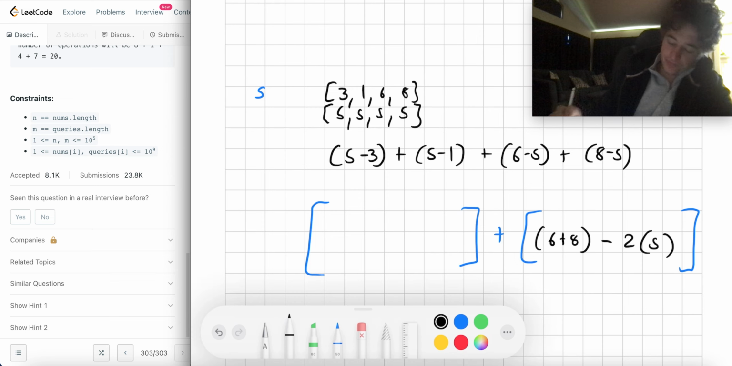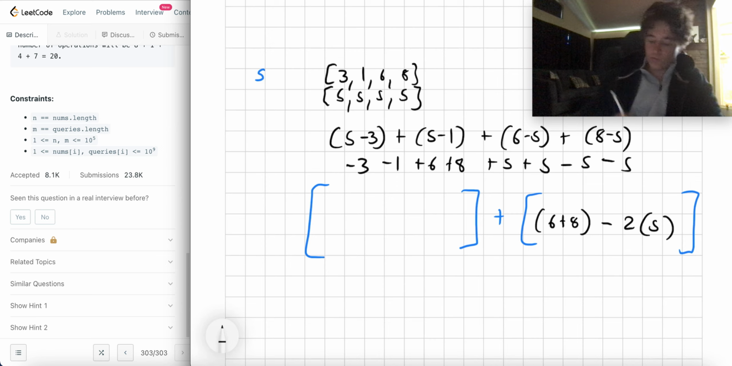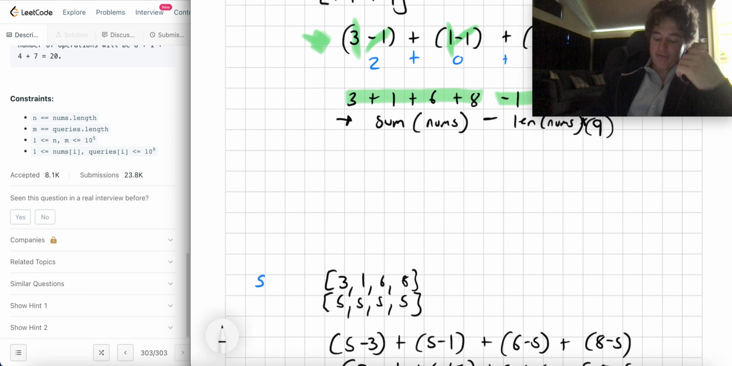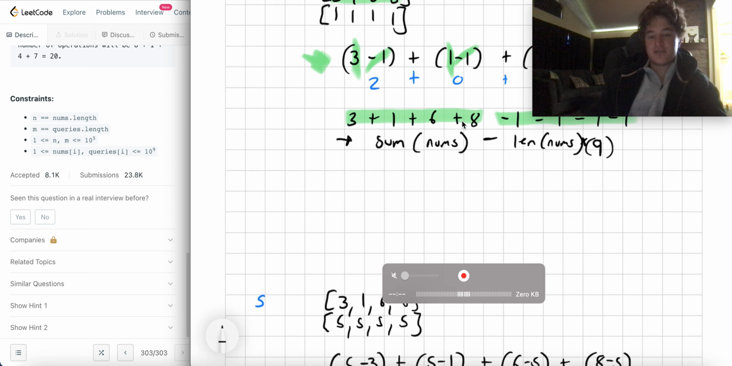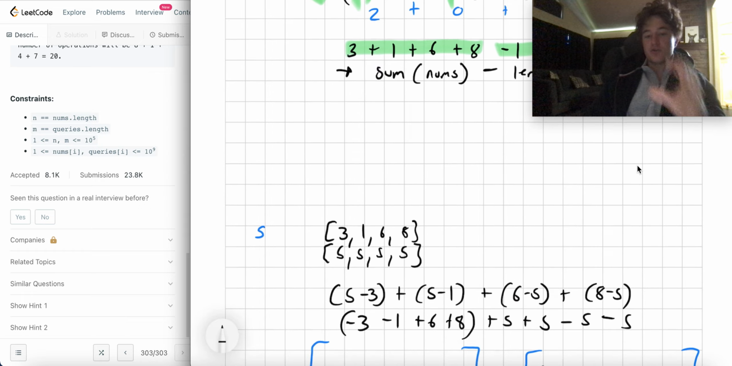Okay, so how are we going to explain this? If we did this in the original way, there'd be minus 3, minus 1, plus 6, plus 8, plus 5, plus 5, minus 5, minus 5, right? And this would be like the array, but it's no longer the sum of the array because there's some negative terms and some positive terms. Above, it was the sum of the array because it was all positive terms, and it was minus the length of nums times q because it was all negative terms for q. So it was very nice and neat.